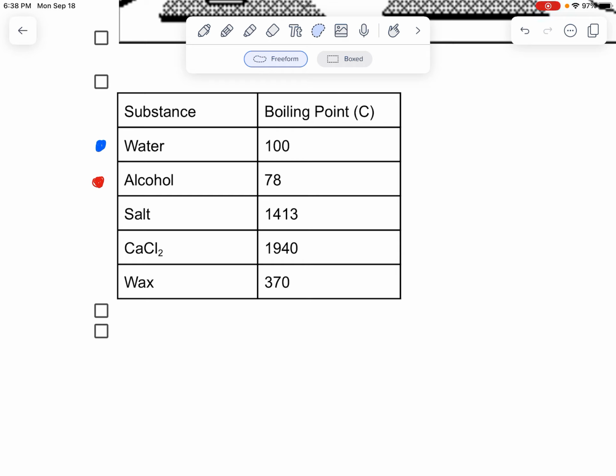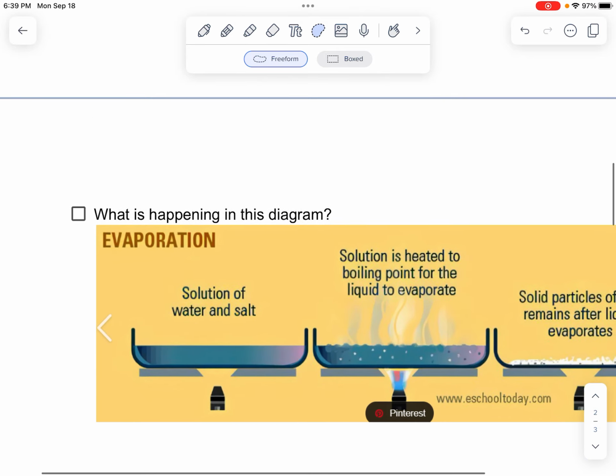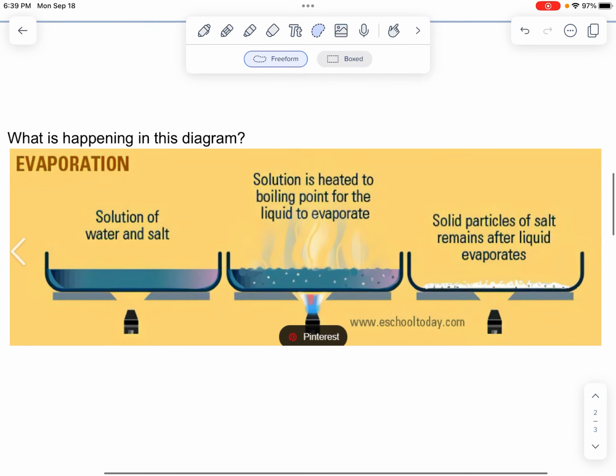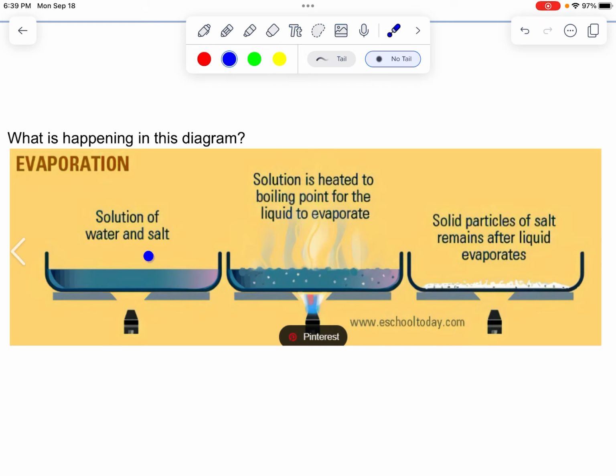So I put some CaCl2 into a flask, and look at its boiling point, 1,940. This stuff is not going to boil. And so what that means is, if I have dissolved this into some water, so if I have a solution where I've dissolved it into some water, right? They're using salt, but I'm going to talk about CaCl2, which is the same thing. They're both soluble in water.